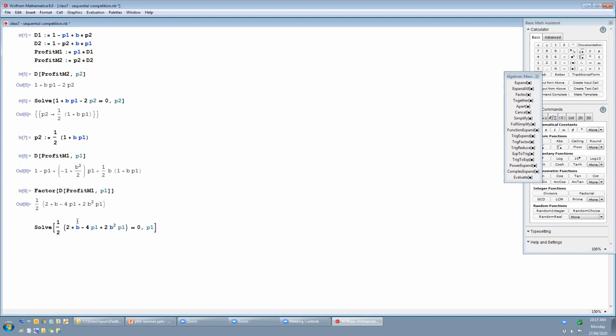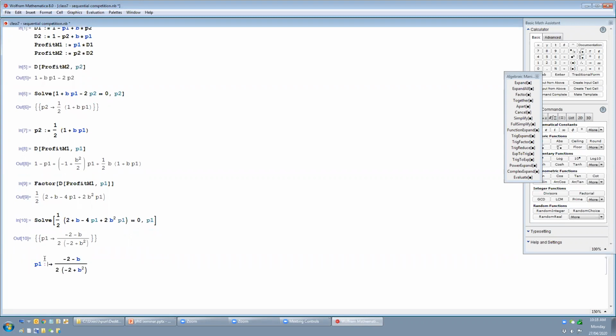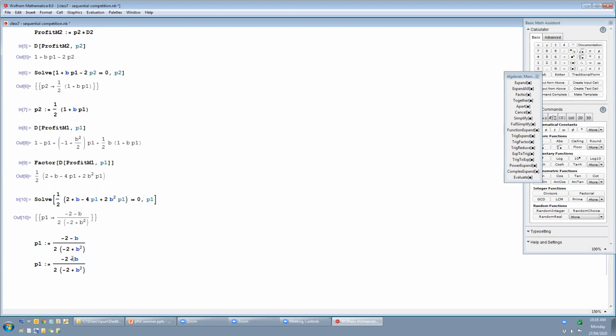Now what we have is the derivative, which is the slope of profit M1. We want to set the slope equal to 0. So we are asking the question, what would P1 be in order for the slope to equal 0? After we do shift enter, we have this particular value. Even though that is negative, remember that B is between 0 and 1. So this is the same as saying 2 plus B. Let me write it down here. If we take out the negative, this is the same as here. Both expressions are the same. I just put a negative sign on top and a negative sign in the bottom.